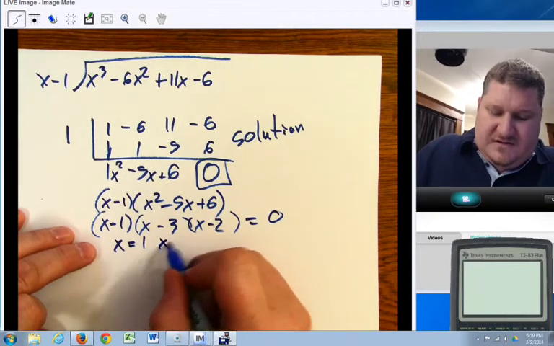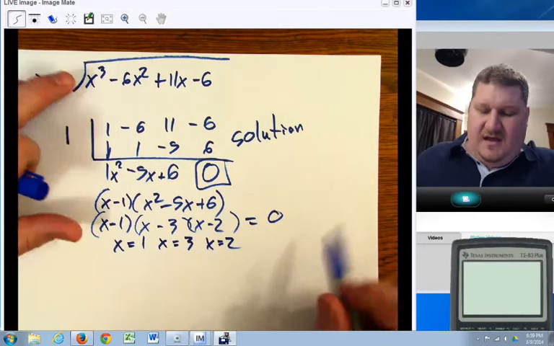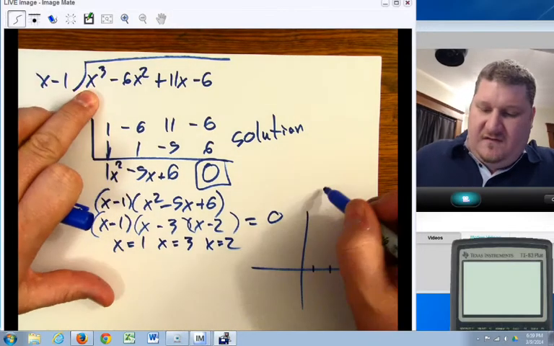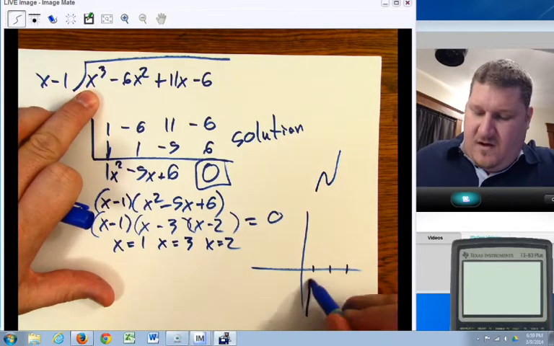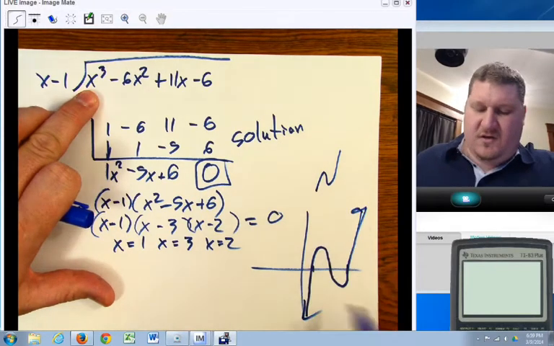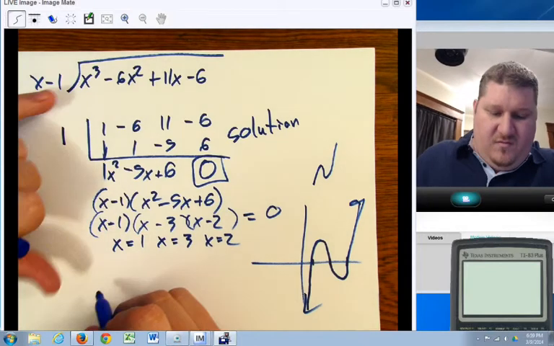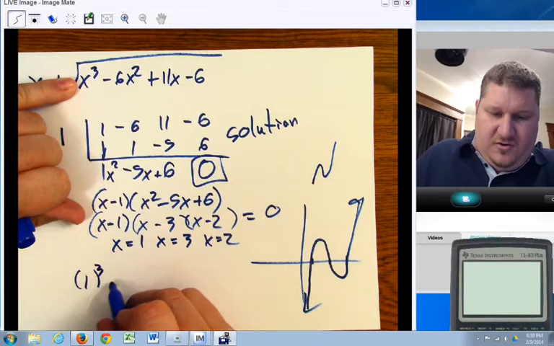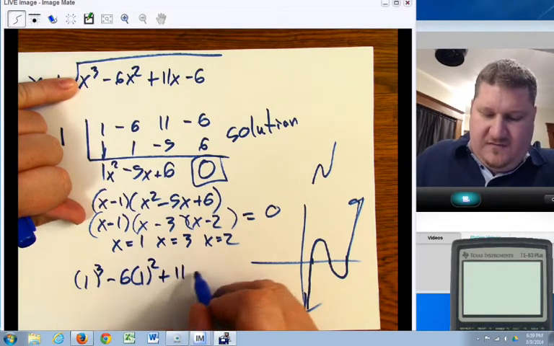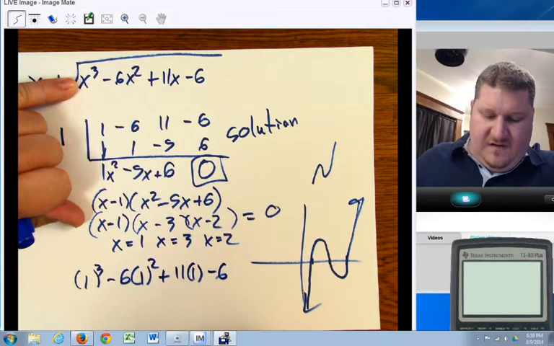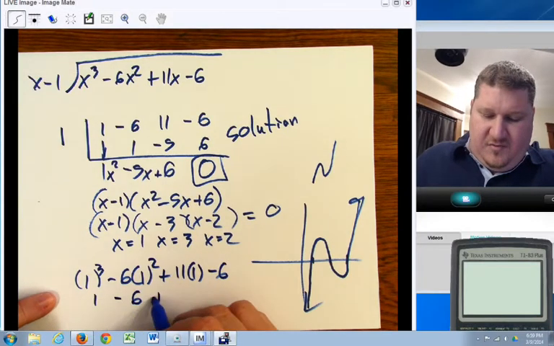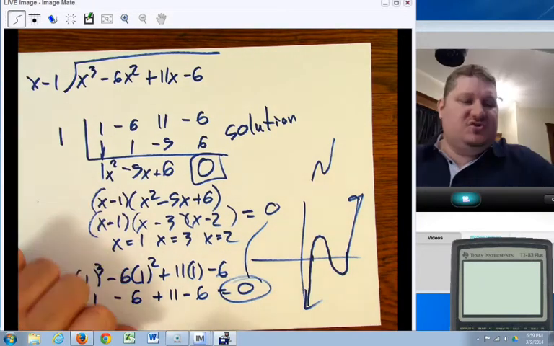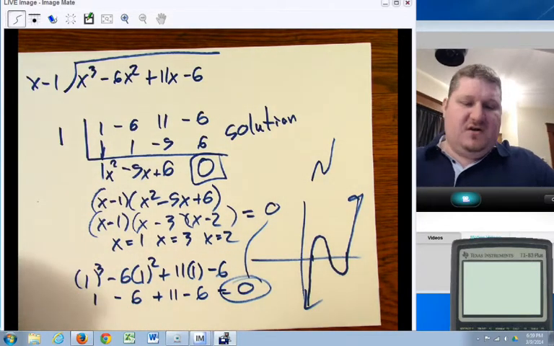X equals 1, x equals 3, x equals 2, and I can graph them up. 1, 2, 3. It's cubic. It's going to look something like this, so we go up, down, up, and we're in good shape. Again, remainder theorem would have been if I had simply plugged in 1 everywhere I see x, so 1 cubed minus 6 times 1 squared plus 11 times 1 minus 6. And so I get 1 minus 6 plus 11 minus 6, all of it equals 0, just like we found. So, we have synthetic division, long division, and remainder theorem.